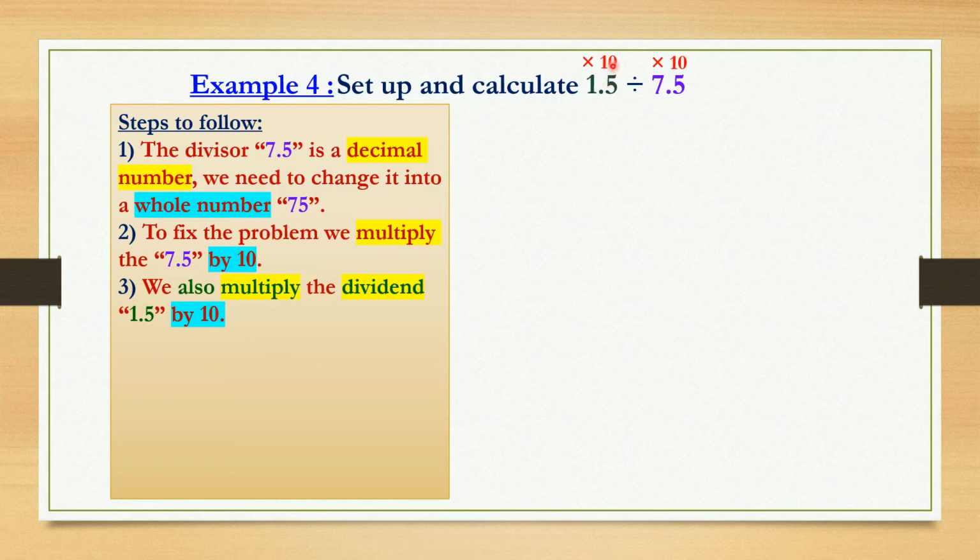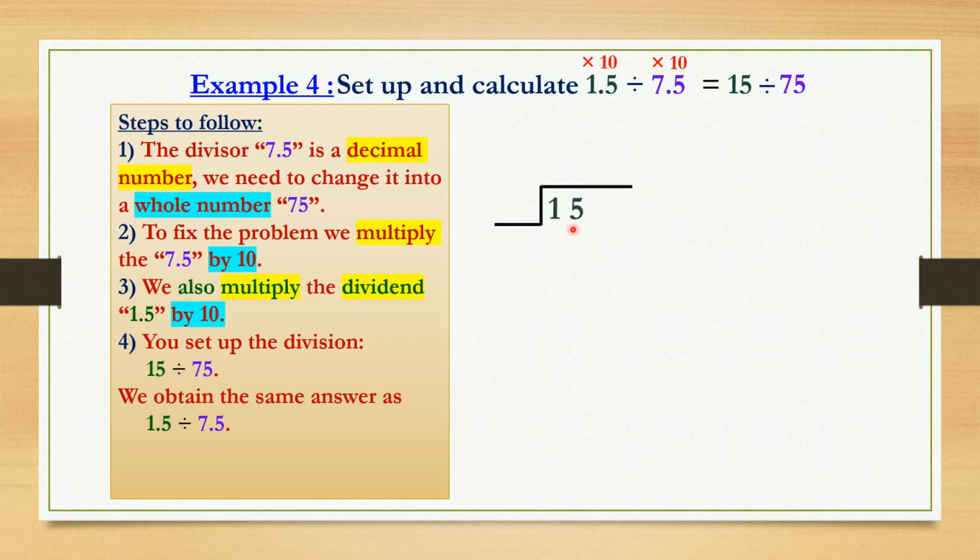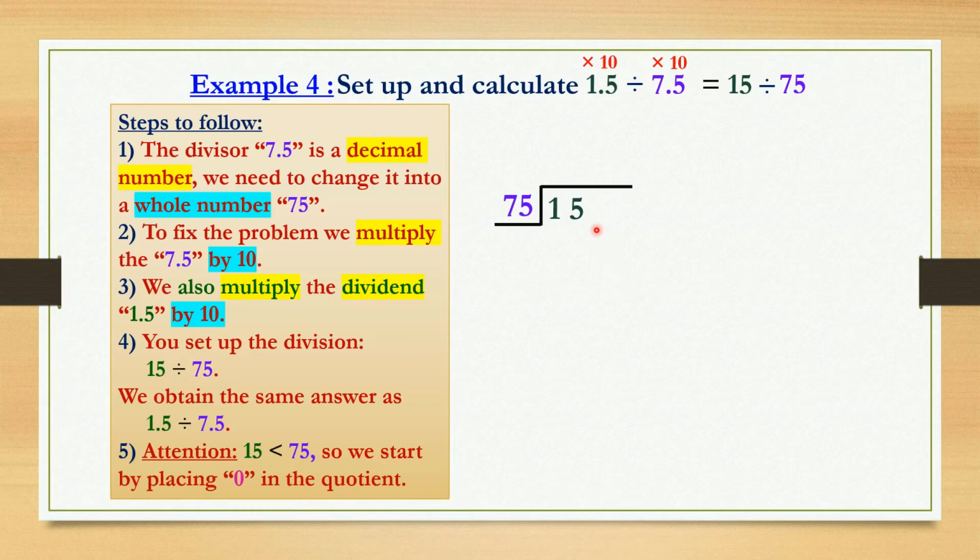Don't forget, if you don't multiply by 10, the answer will be wrong. It will be equal to 15 divided by 75. We set up the division of 15 divided by 75. We obtain the same answer as 1.5 divided by 7.5. Let's set up the division. 15 is less than 75, but it's the dividend. We place it to the right, 75 to the left. Attention, 15 here is less than 75, so we start by placing a 0 in the quotient.